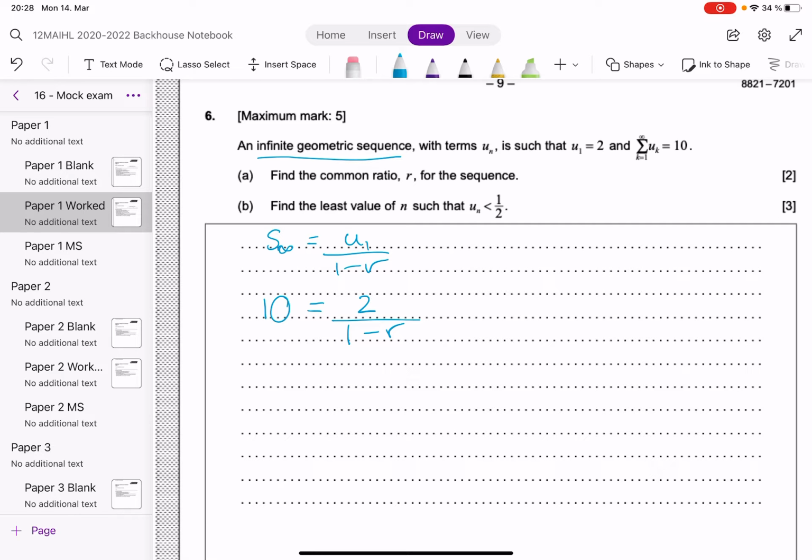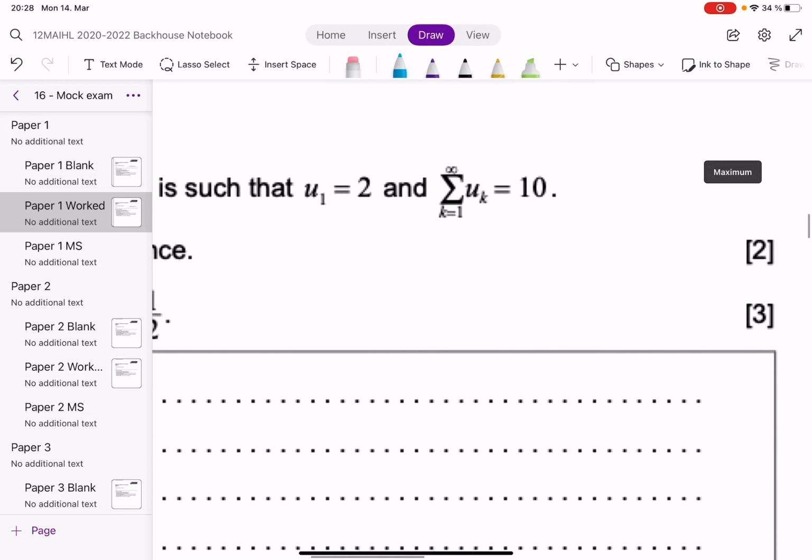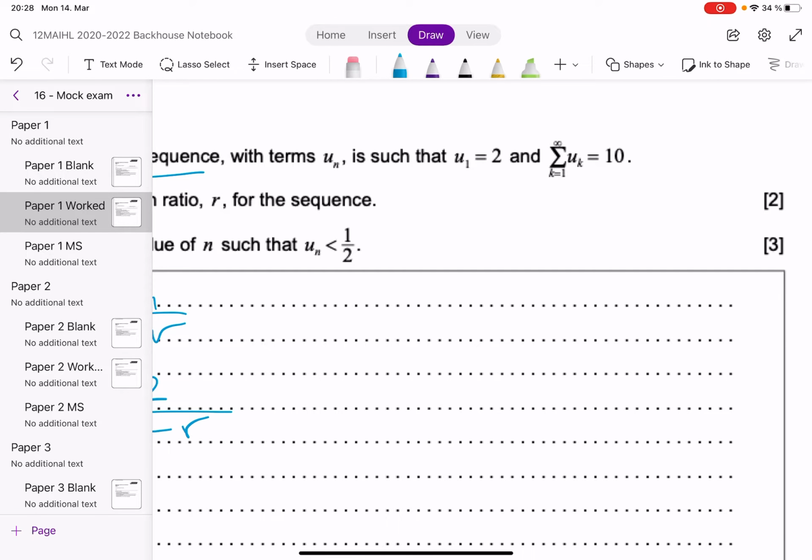Part A says find the common ratio r for the sequence. Well, looking at that equation, all I've done is taken the information they gave in the question, found the relevant part in the formula guide, and then substituted the values in that I've got. There is a bit of interpreting what that notation is saying, I suppose. But that's all I've done so far.